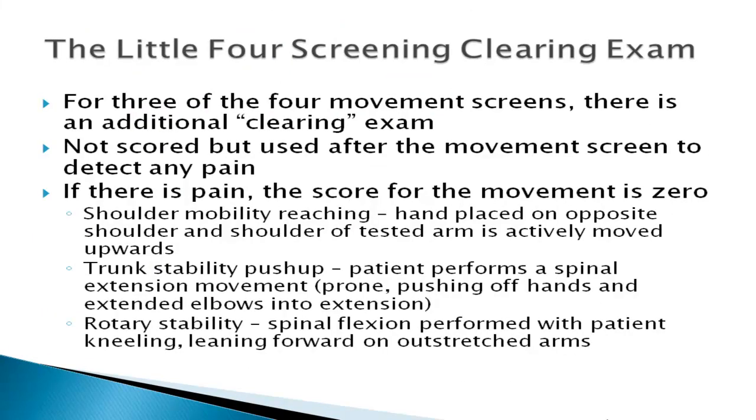For 3 of the 4 movement screens, there is an additional clearing exam. This is not scored, but is used after the movement screen to detect pain. If there is pain, the score for the movement is 0. The 3 tests are the shoulder mobility reaching test, the trunk stability push-up, and the rotary stability test.